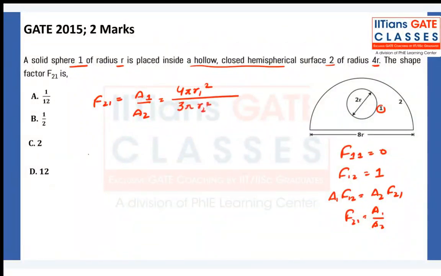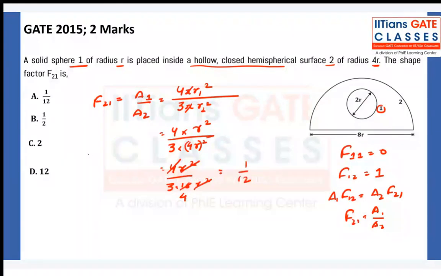Okay, now you know everything. Pi and pi will get cancelled. R1 is simply r square and R2 is 4, so 4r square. That is 4r square upon 3 into 16 r square. r square and r square will get cancelled, 4 over 48, and that is 1 by 12. Very nice. Chalo, let us move on to the next question.